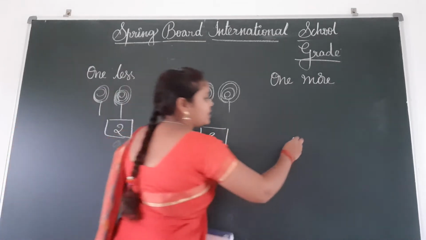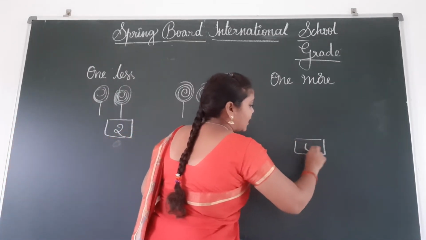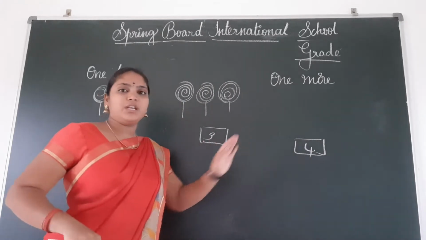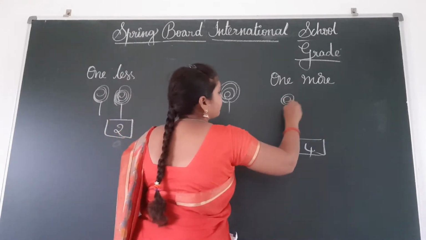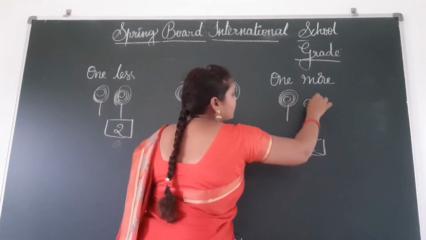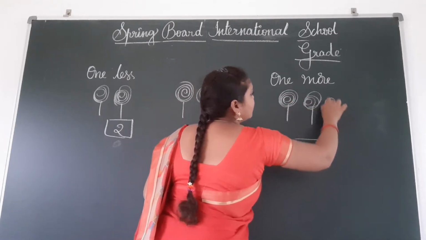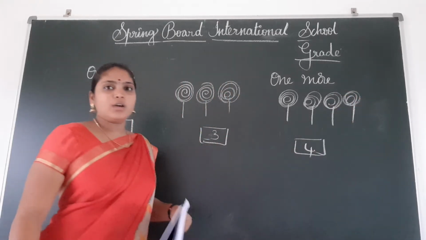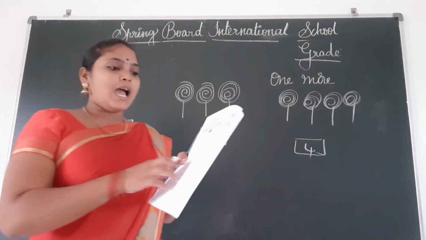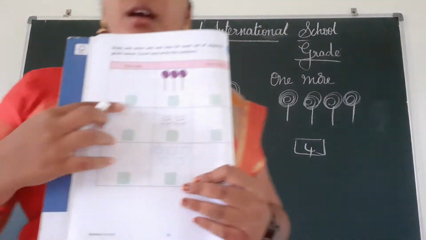Okay children. Next, one more: you have to draw one more than the given candies. Here 3 means you have to draw 4 candies. The one more number of 3 is 4. So you have to draw 4 candies. 1, 2, 3, 4. Okay children, you have to draw like this. And the next, here you have to observe.